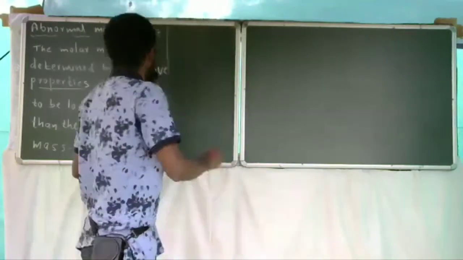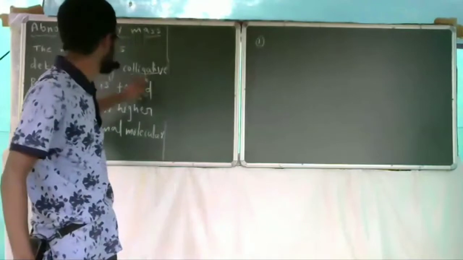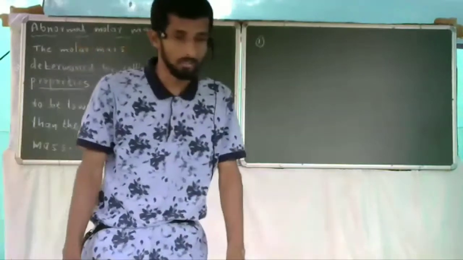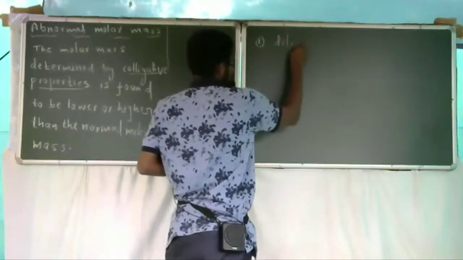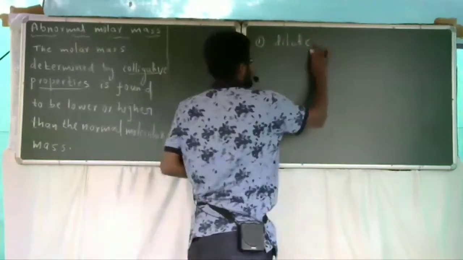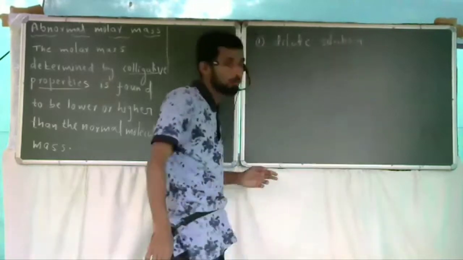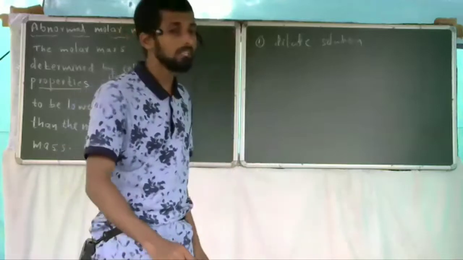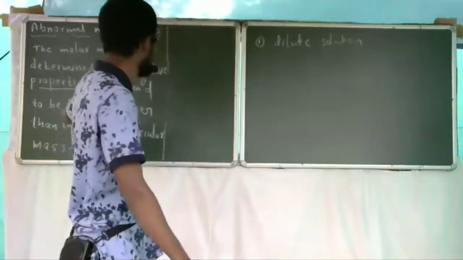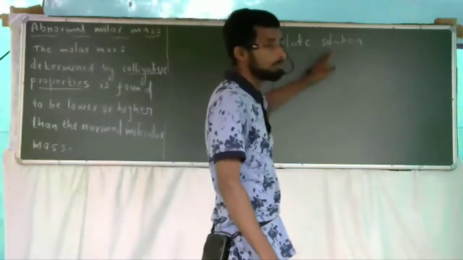We can use these colligative properties to calculate molar mass only when your solution is very dilute. This is a condition you have to satisfy in order to calculate the molar mass of the non-volatile solid using a colligative property. First condition is you have to prepare a very dilute solution.